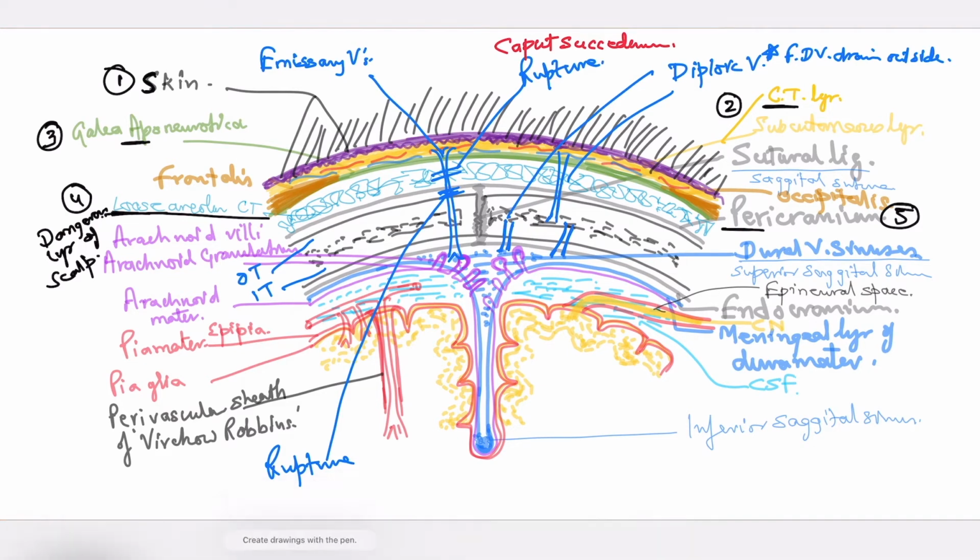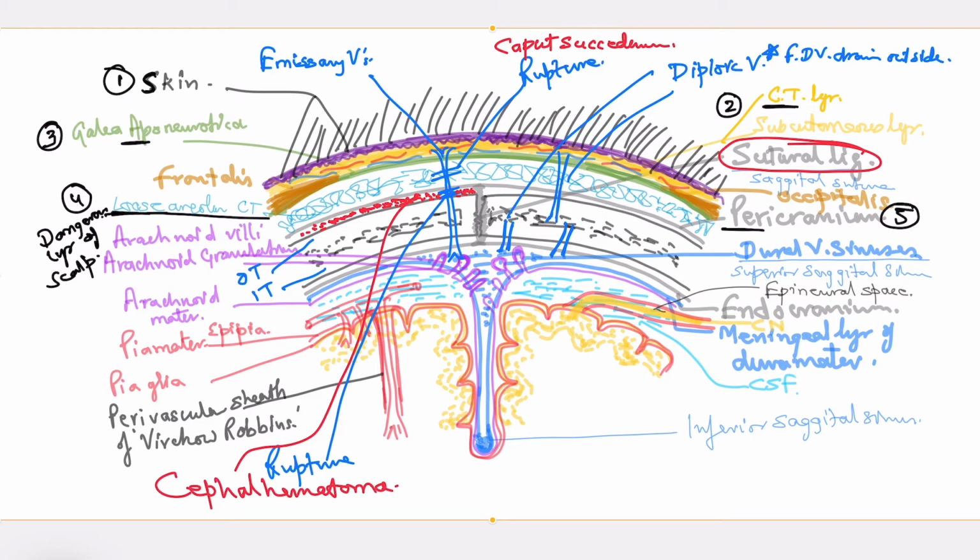Of course, the blood will start accumulating here below the pericranium. But the important thing is that the blood collected here below the pericranium will be localized to that particular bone. This blood will not spread over to the other bones because of this sutural ligament. The sutural ligament limits the spread of blood below the pericranium, and this condition is called cephalhematoma.